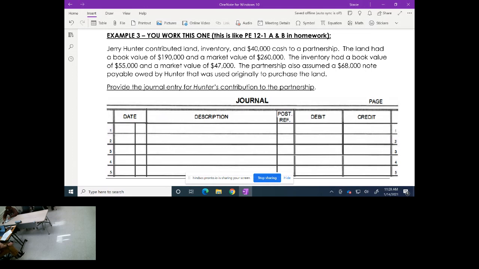Y'all bring your calculator. Because if you use your phone as a calculator, I'm not going to be playing your phone. I'm going to call you for the answers.